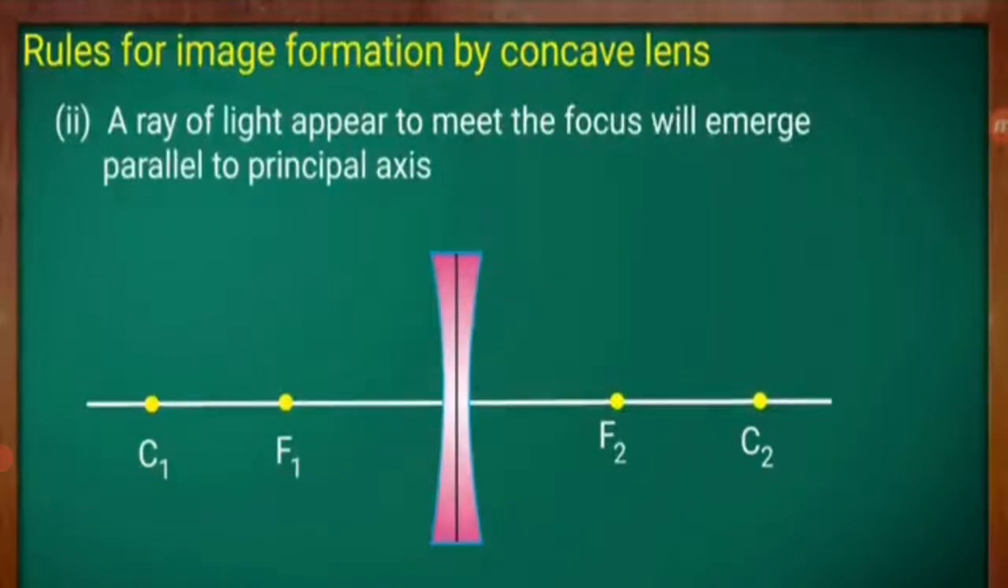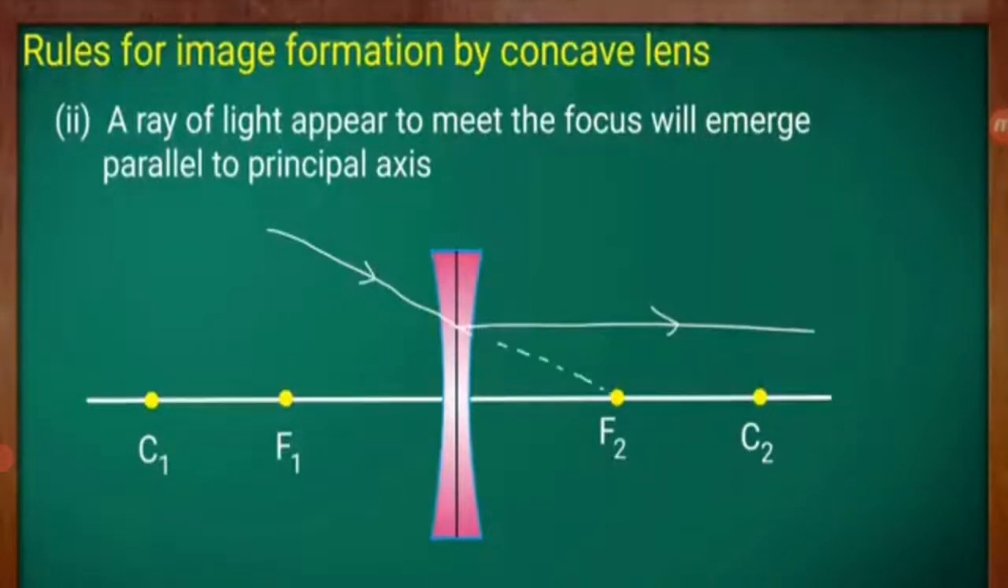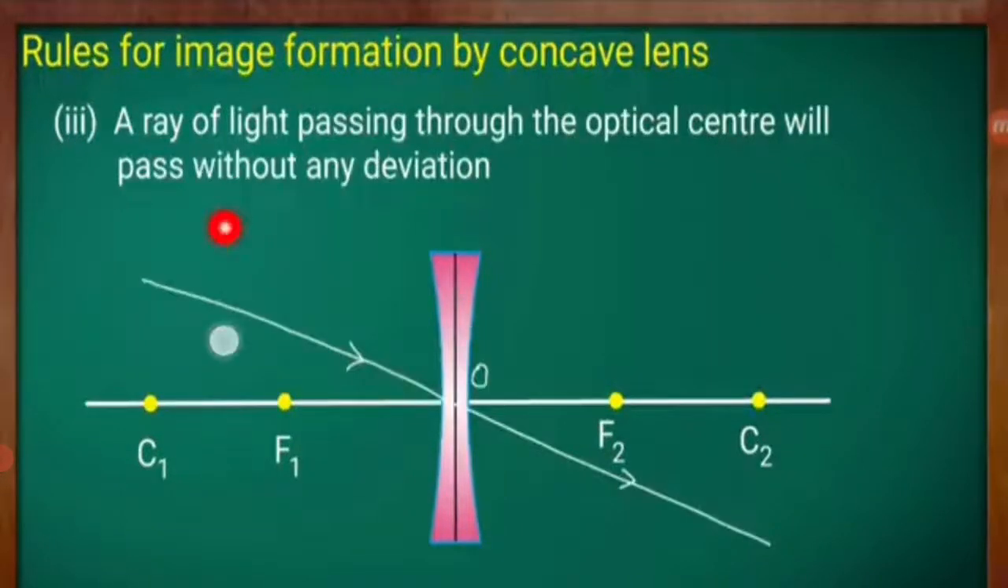And the second rule says a ray of light appearing to meet the focus will emerge parallel to the principal axis. If I consider a ray of light which is coming from the F2 position, and this light ray is incident on the concave lens, then it has to pass through parallel to the principal axis. This is the second rule. And the third rule says wherever a light ray is passing through the optic center, without any deviation it will pass through, because after refraction also the light ray will fall in the same line. Okay, so this is the third rule.